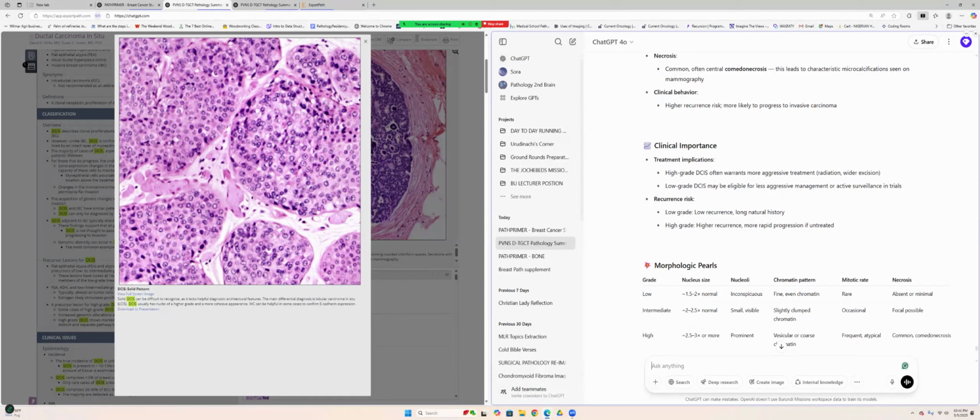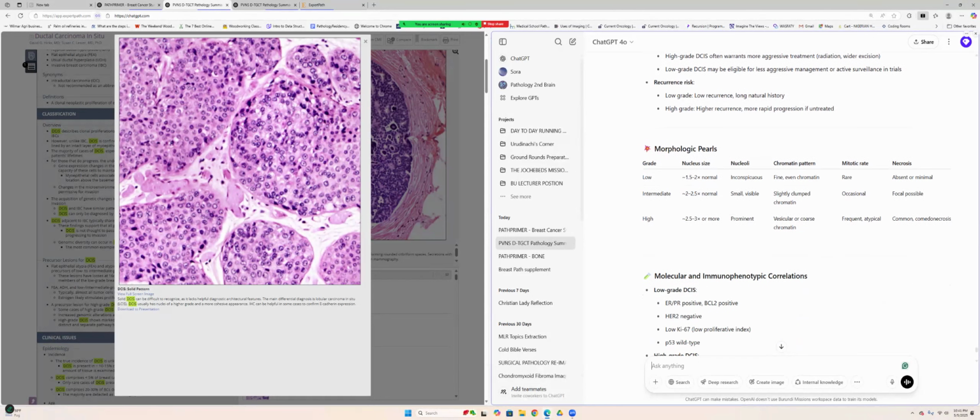The low-grade DCIS, surveillance. Look at the differences in the table. For low-grade, nuclear size is 1.5 to 2 times normal. Nucleolus is inconspicuous. Chromatin is fine, even, with rare mitoses and absent to minimal necrosis.